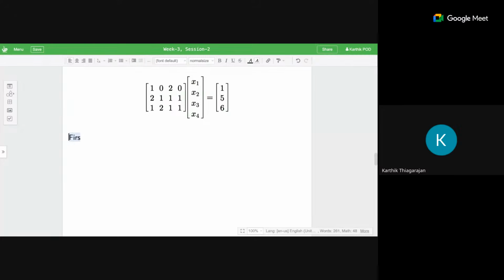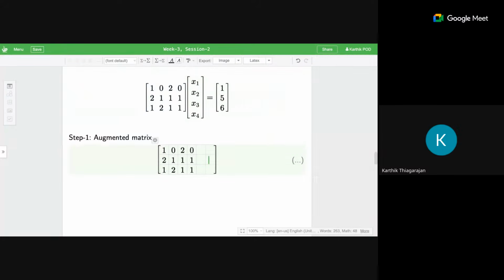Step 1 is what? We make an equation. Row reduce it. Yeah, but even before row reduction, what do we do first? Augmented matrix. Yes, so we first form the augmented matrix. So copy this, and okay, so this is 1, 5, 6. Then we start row reduction.